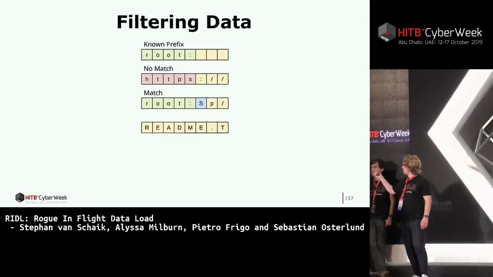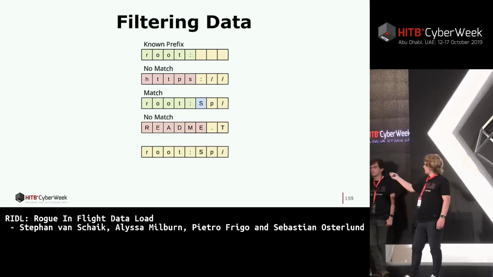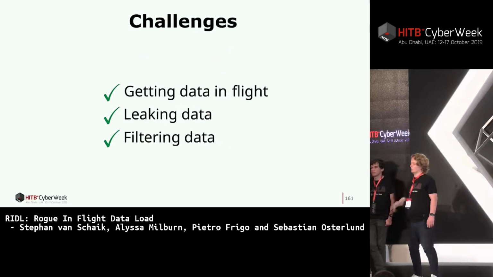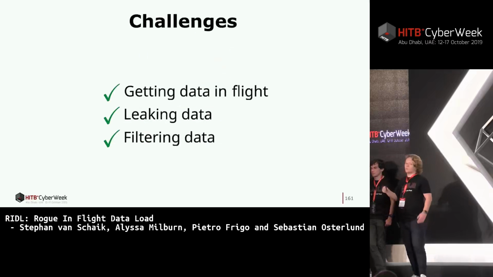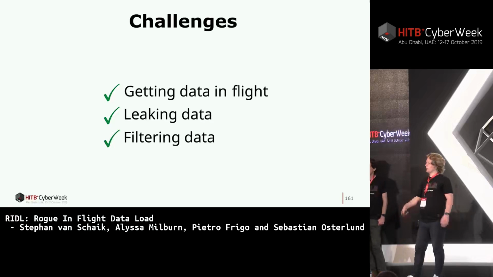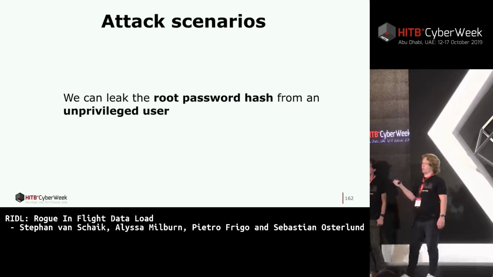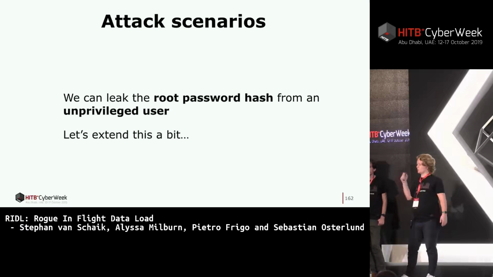Then we do another measurement. Well, this is something that's not relevant. But now we get something that again matches with our previous measurements. And we go on and on, byte by byte, until we get the whole desired string. So now we have a way of filtering this data to stitch multiple measurements together. As we already showed in one of these animations, we can leak the root password hash from an unprivileged user on a normal Linux system.